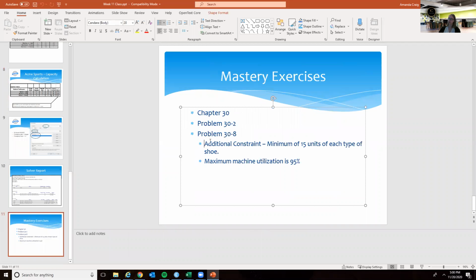So you want to see there's 2 additional constraints. One is the additional constraint related to the minimum number of units. The minimum number of units just means that's our demand. And then there's a second one for machine utilization of 95% as our maximum. So first we're going to tackle this demand piece.